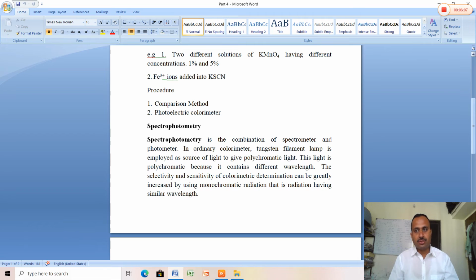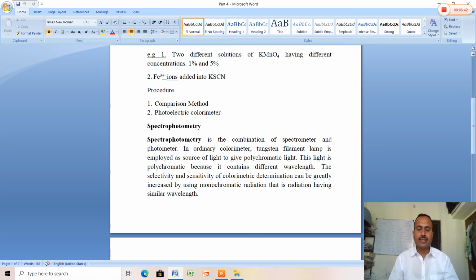Now the next one is spectrophotometry. Spectrophotometry is the combination of spectrometer and photometer. The name itself suggests spectrometer and photometer. In an ordinary colorimeter, a tungsten filament lamp is employed as a source of light to give polychromatic light. Polychromatic light has different wavelengths. This light is polychromatic because it contains different wavelengths.